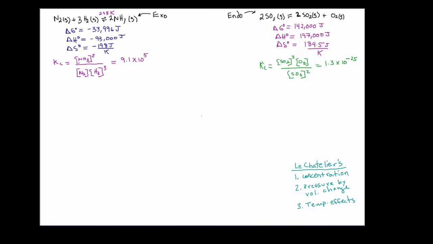In order to be efficient, let's just dive right into this. So on the screen I have 2 chemical reactions. The one on the left is an exothermic reaction. You can see I've provided the thermodynamic data. So the delta H for the reaction on the left is minus 93,000 joules. And the reaction on the right is endothermic, where delta H is a positive 197,000 joules.